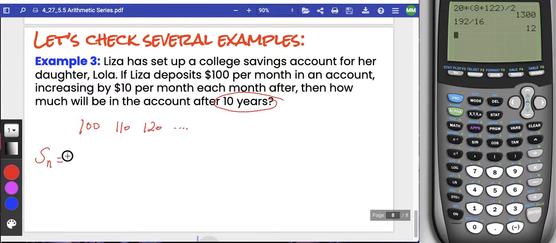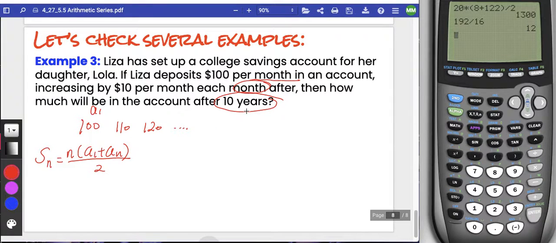So let's write down the formula to remind us what we need to do. We need to know how many terms in this sequence. We need to know the first term. We also need to know the very last term. So now let's check. We know this is the first month because Lisa deposited 100 per month in the account, and also increasing by $10, right? So then next month is going to be 110, then 120, and so on. And we need to figure out how many terms, so we need to note how many months. Remember, it's per month.